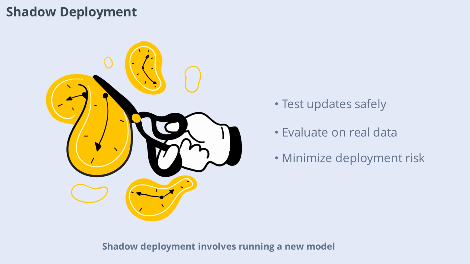Shadow deployment involves running a new model alongside the current production model without affecting users. This approach allows you to evaluate the new model's performance on real data, identify issues, and build confidence before full deployment. Shadow deployment is a safe way to test updates and minimize risk.